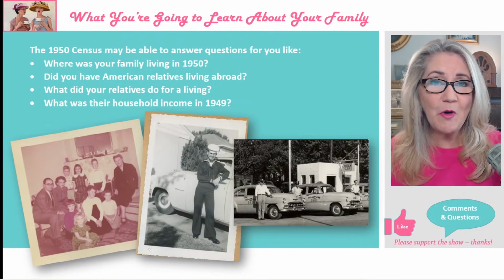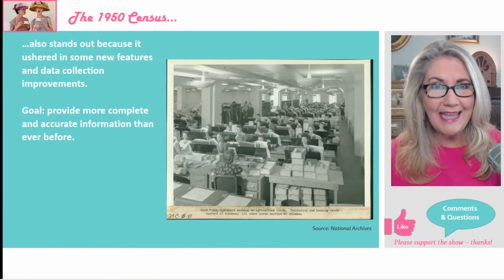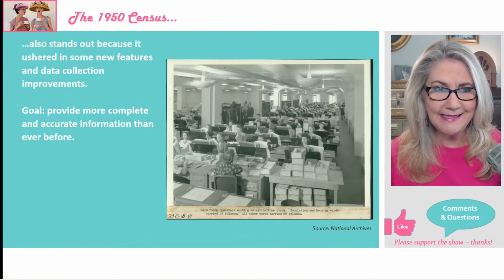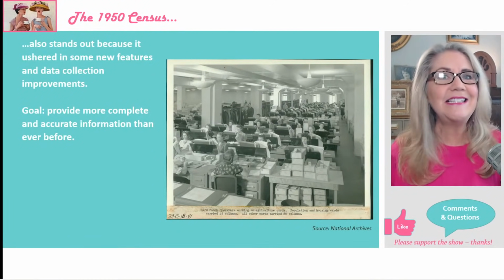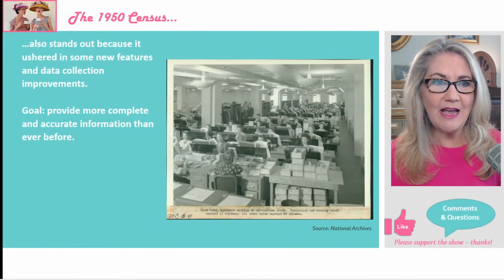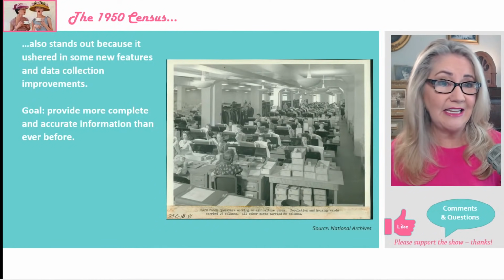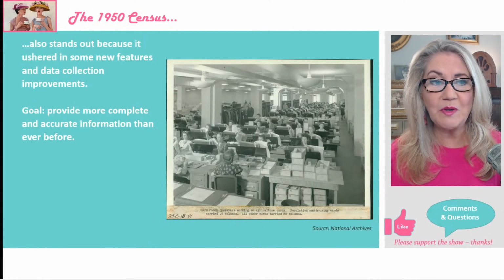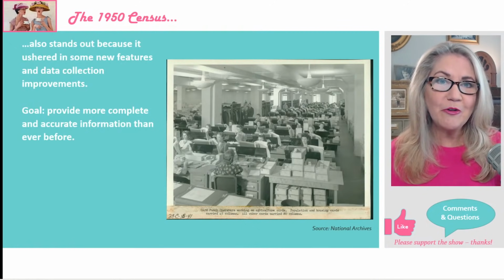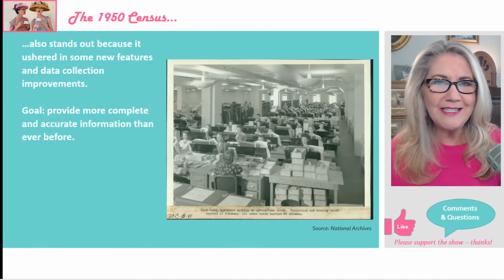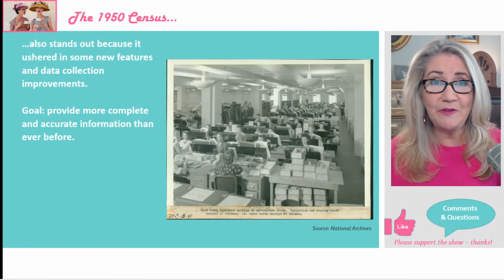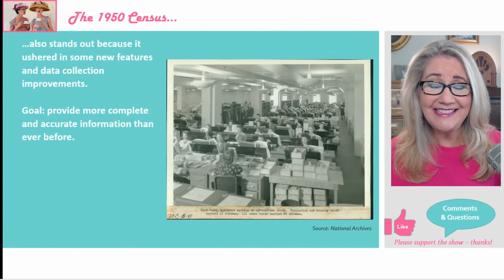And we're going to show you the form. We're going to show you all the different types of information you're going to be able to gather from the 1950 census. Now, this census also really stands out because it ushered in some really new features when it came to data collection and particularly improvements. And their goal, of course, which I'm sure was the goal every time, but they really made some strides in 1950, was to be more complete and more accurate. And that's music to our ears, isn't it?